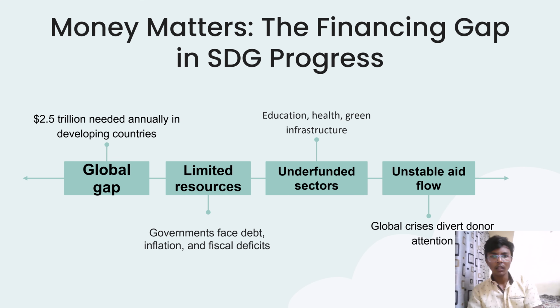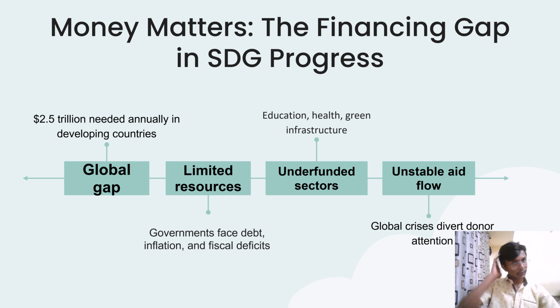money matters. The financing gap in SDG progress. The global gap is $2.5 trillion needed annually in developing countries. And limited resources: governments face debt, inflation, and fiscal deficits. Underfunded sectors, meaning they are funded below the required rate, are education, health, and green infrastructure. And unstable aid, as global crises divert donor attention.